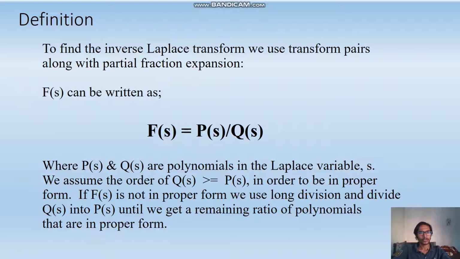So this is the introduction, and then how we can calculate the inverse Laplace transform. To find the inverse Laplace transform, we use transform pairs along with partial fraction expansion. F(s) can be written as P(s) by Q(s), where P(s) and Q(s) are polynomials in the Laplace variable s. We have assumed that the order of Q(s) is greater than or equal to P(s), in order to be in proper form. If F(s) is not in proper form, we use long division and divide Q(s) into P(s) until we get a remaining ratio of polynomials that is in proper form.